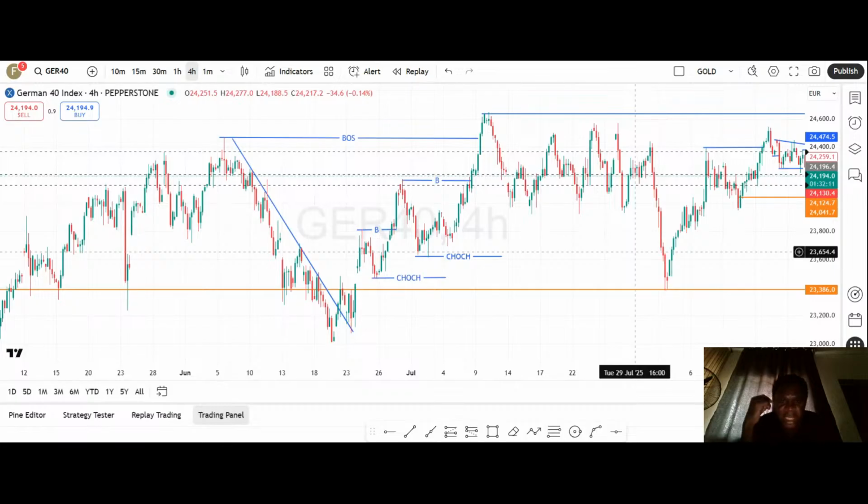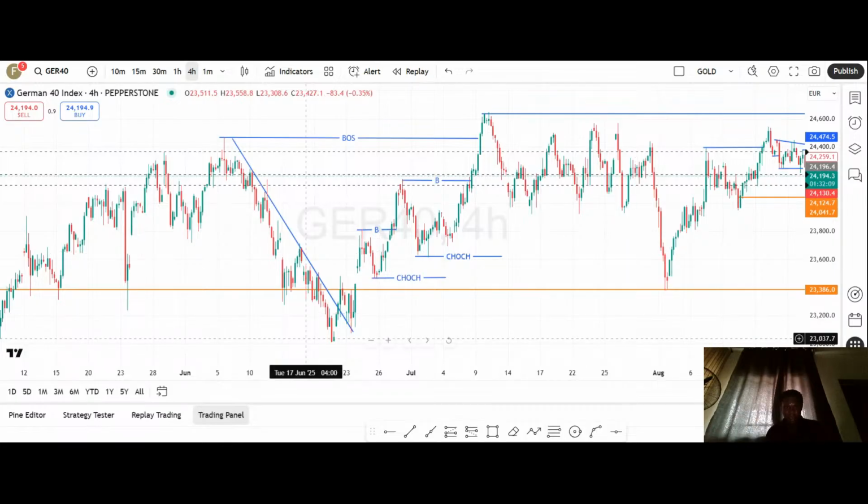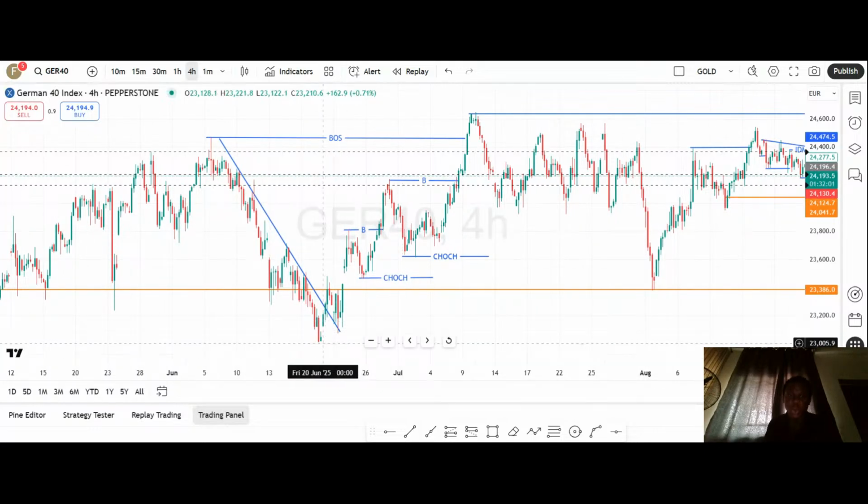The only place you are safe is here. If you buy here, leave it forever. If you buy here, leave it till next year. The market won't hit your stop loss, you go into profit. So here now are the major lows. Here now are the key zones. All these places now are strong.